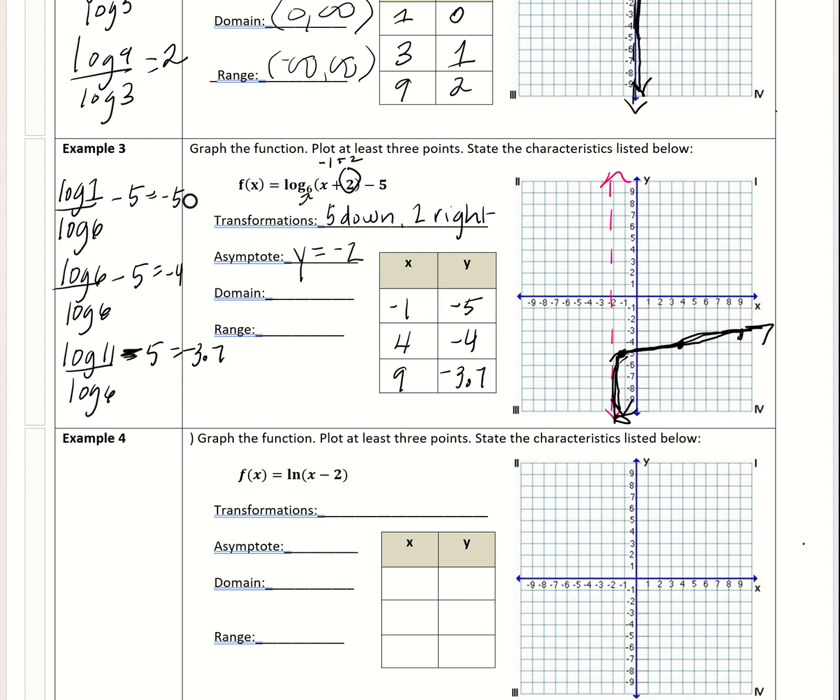The domain and range. The range is -infinity to infinity because you can plug in any value you want. The domain will be from that asymptote to positive infinity because it's going to the right.